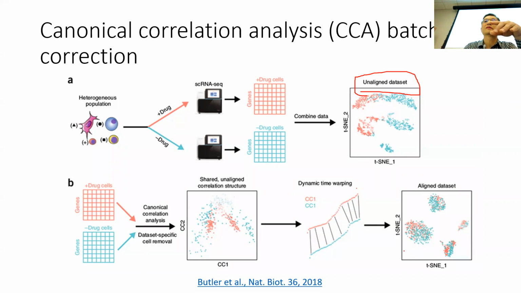Then at the end, you correct your t-SNE and move the cells around to make them embedded in the same space. They basically align and are then ready for downstream analysis.